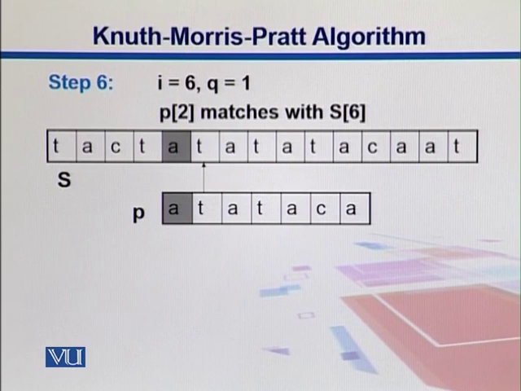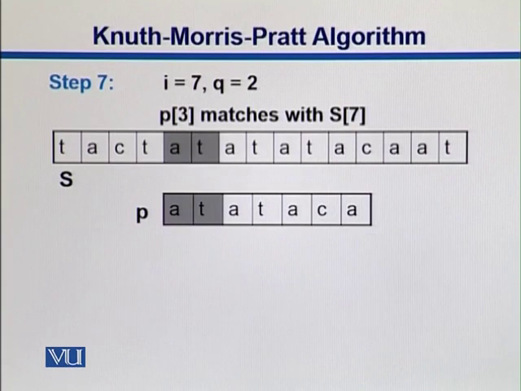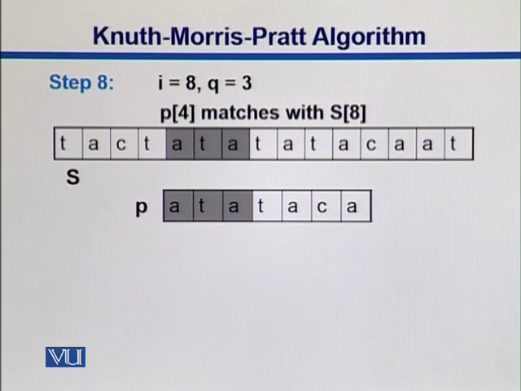Now we take i is equal to 6, q was 1. So we will take p of q plus 1, p of 2, the second character in the pattern, and we compare with s of 6, which is the sixth character within the string or search. So q becomes 2 because we have another match. The third match is q becomes 3 in step 7. So i becomes 7, q is equal to 2. Now q becomes 3, which will be used in the next step.